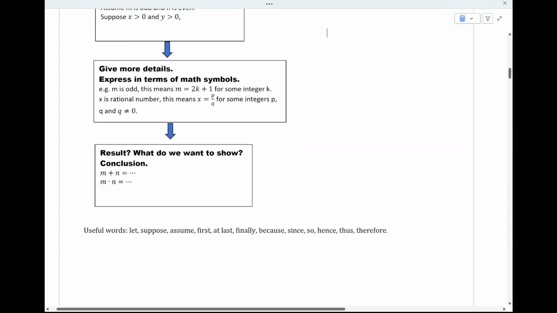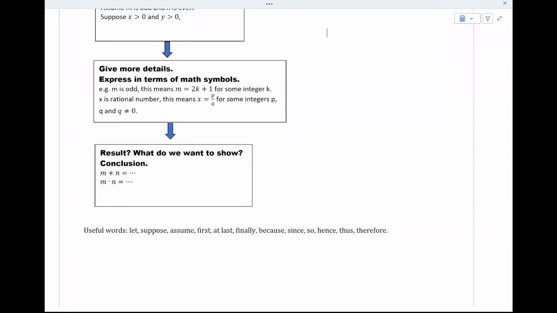Now that we've made some claims here, we've talked about the person and what they're doing, we can give more details. So if m is odd, well, then we can write it as 2k plus 1 for some integer k. And then we can hopefully start to relate that to our conclusion in some way. If we say that x is a rational number, then that means that x is equal to p over q, for some integers p and q, where q can't be 0. That's what it means to be a rational number. So here is where definitions come in as well. And hopefully we can work out some algebra, some logic, something to do with sets, and we can end up at our conclusion. Therefore, m plus n is odd.